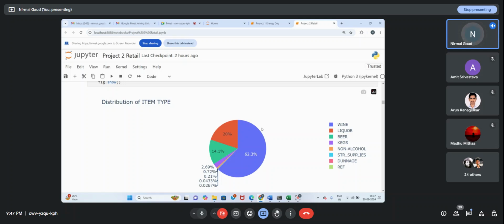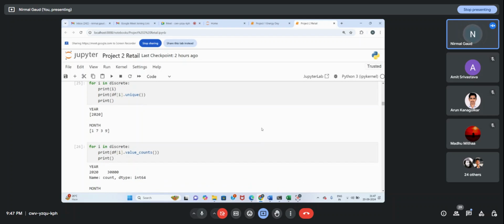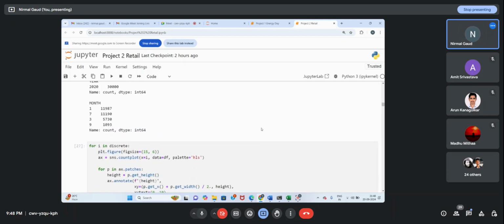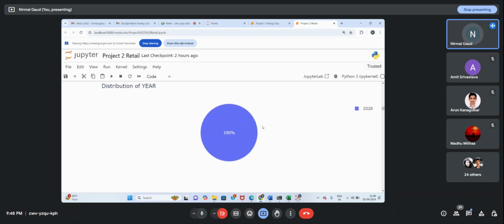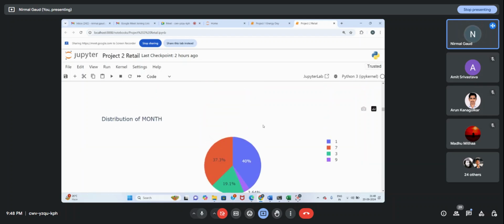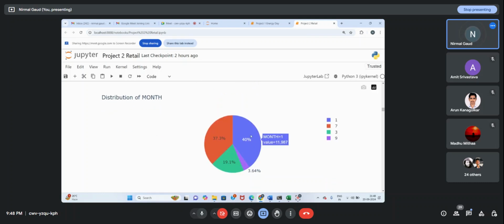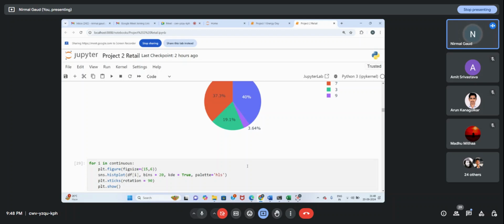For univariate analysis, count plot and pie plot are related to discrete and categorical features. And this one is also discrete. Again, count plot and pie plot for the discrete. Okay, I can check the distribution. I have 37% for month number 7, so more entries are there, and very few entries for month number 9. This is the insight I can get from the pie plot.